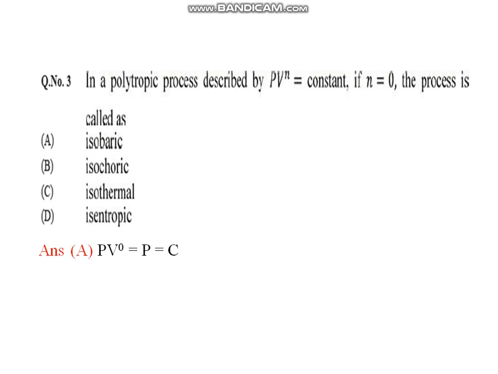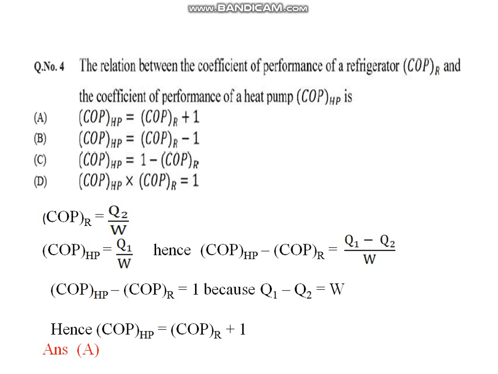Now question number 3. In a polytropic process described by P v power n equal to constant, if n equal to 0, the process is... Since P v power n equal to constant, put the value n equal to 0, then P v power 0 equal to constant. Since any number to the power 0 is 1, P equal to constant. So the correct answer is A, isobaric process.